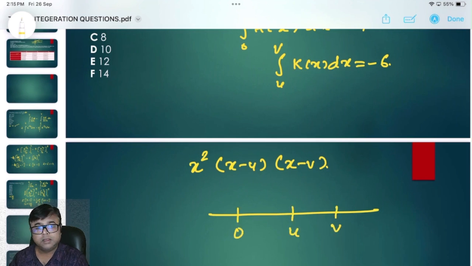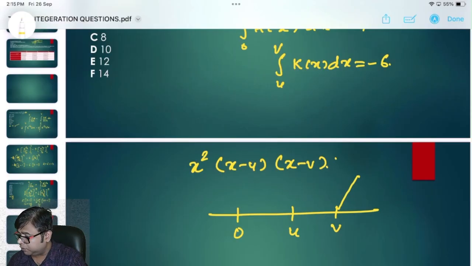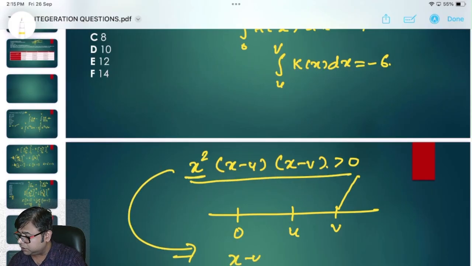These are the roots. Now, since the coefficient of the highest term of x is positive, the curve will start from here. I just need to check where it is positive and where it is negative. So if I put it greater than 0, I know x squared is always positive. The implication is, for this to be greater than 0, (x minus u) into (x minus v) should be greater than 0.